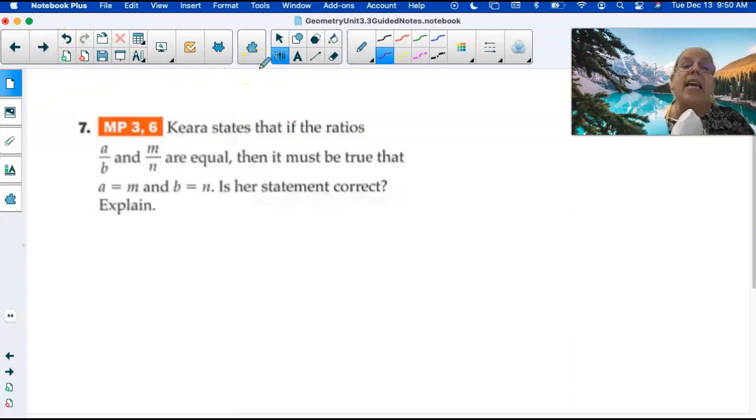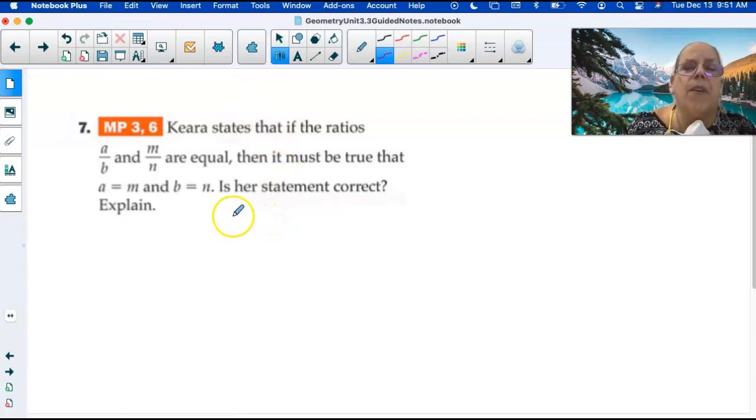All right. Kiara states that if the ratios A to B, looks like a fraction, I know, we can read it A over B, but if it's a ratio, it's A to B and M to N. If these ratios are equal, then it must be true that A equals M and B equals N. Is this statement correct? Explain. Well, I don't think so. I will tell you why.